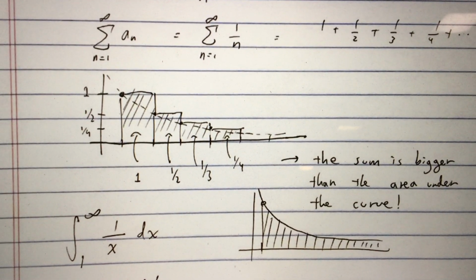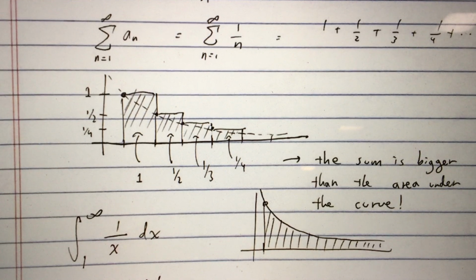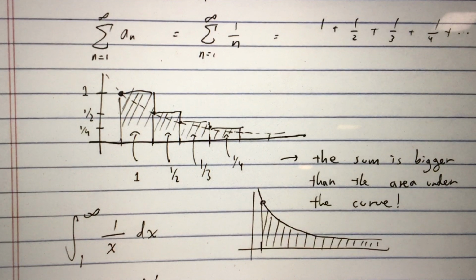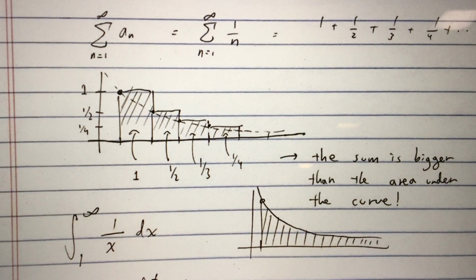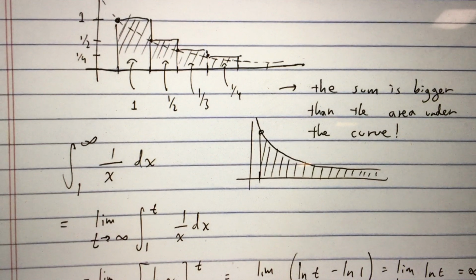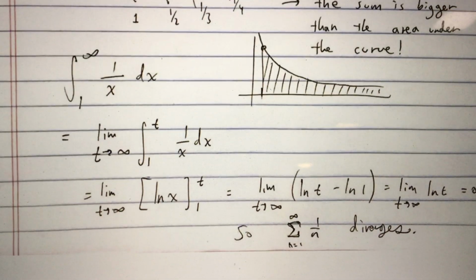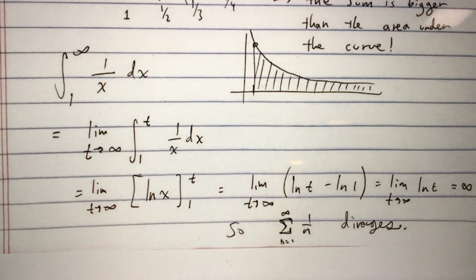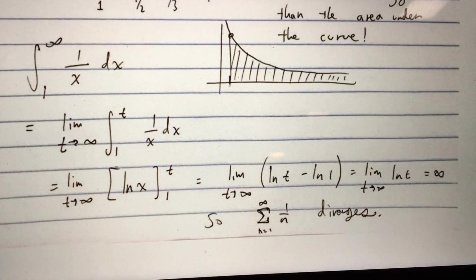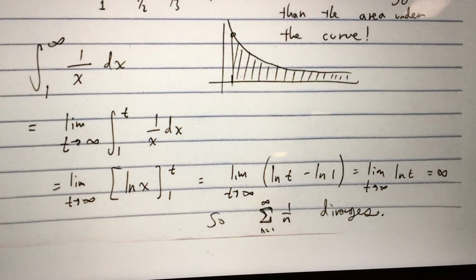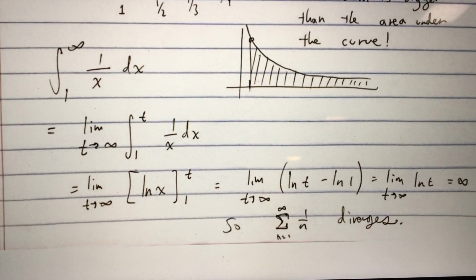So it turns out it's easier to figure out how big the area under the curve is than it is to figure out what's in all of those rectangles. And for the area under the curve, we integrate from 1 to infinity, 1 over x dx. That's an improper integral, so we have to make it the limit as t goes to infinity, from 1 to t. And then we get the natural log for the antiderivative. Plug in the t and take the limit, and we get infinity minus 0, but that equals infinity. So the area under the curve is infinite.